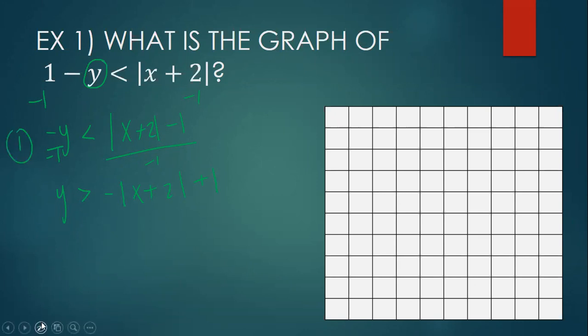Okay, so now that's step 1. Get y by itself. Step 2 is we're going to graph this. So in order to graph this, I'm going to use what I understand is happening here. I know that my vertex is at -2, 1. And I know the slope of my line is -1.